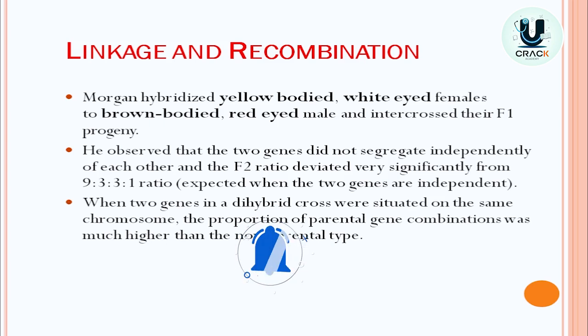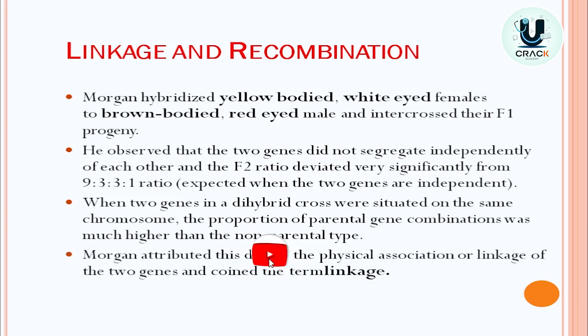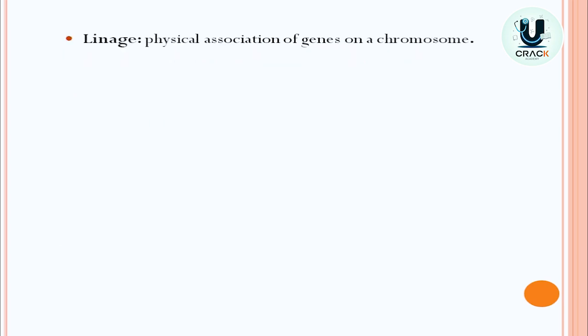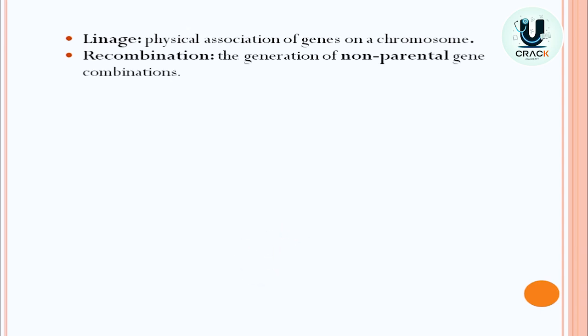When two genes in a dihybrid cross are situated on the same chromosome, the parental gene combinations are higher than the non-parental types. Morgan attributed this to the physical association of the two genes and coined the term linkage. Linkage is the physical association of genes. Recombination means non-parental gene combination.